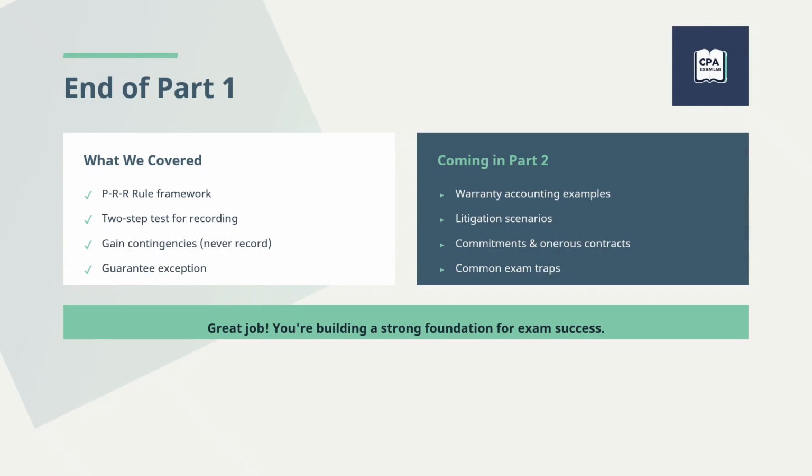We've come to the end of part one. What we covered here: the PRR rule framework, the two-step test for recording, the gain contingencies, which we never record, and the guarantee exceptions. Let's see you in the second part of the lecture.